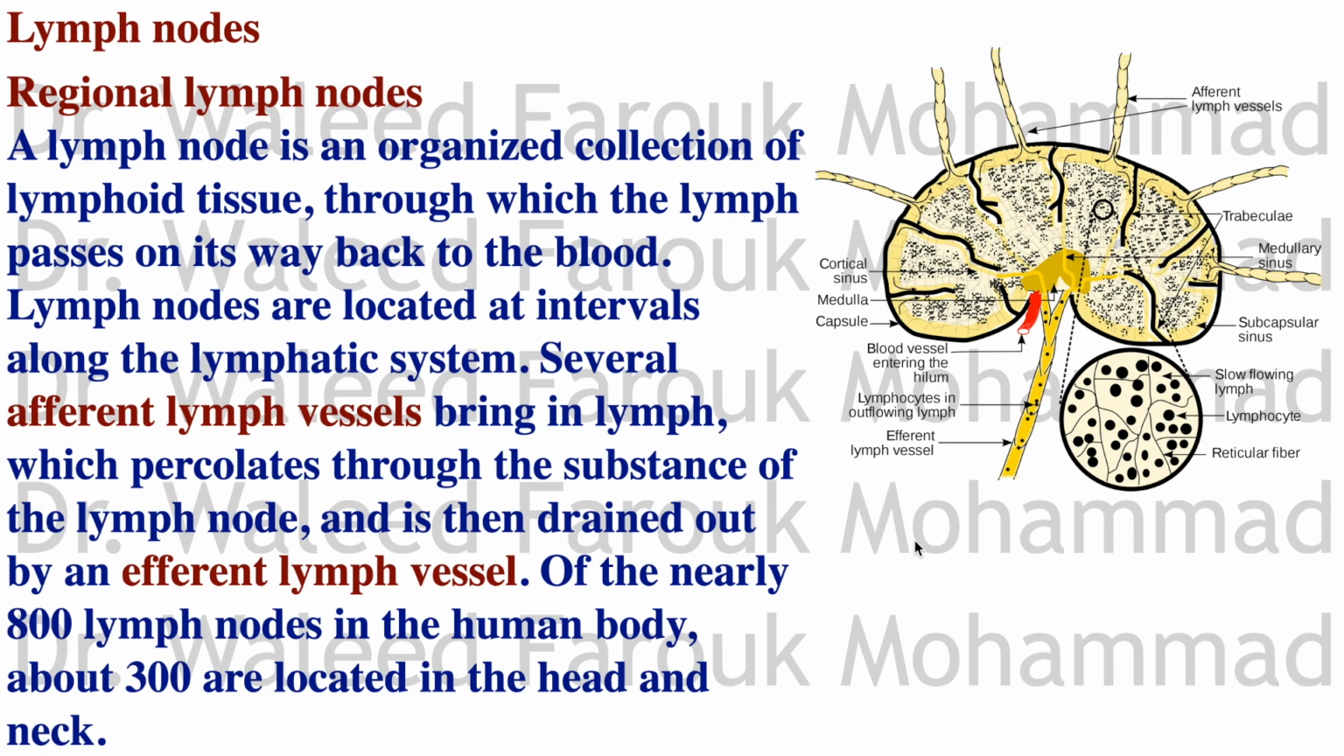As mentioned before, it receives its lymph through the afferent vessels at the periphery that open into the cortex, and discharges its lymph through the efferent vessel. There are nearly 800 lymph nodes in the human body. About 300 are located in the head and neck.